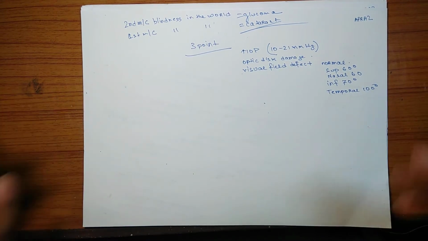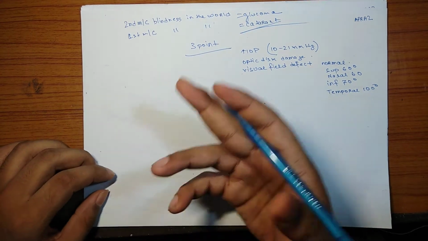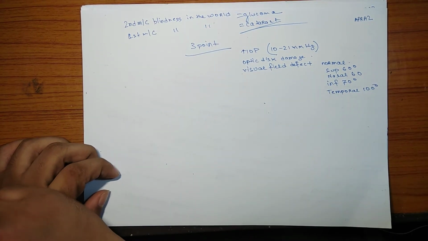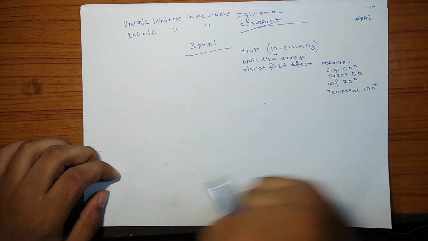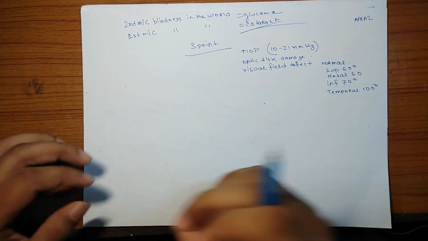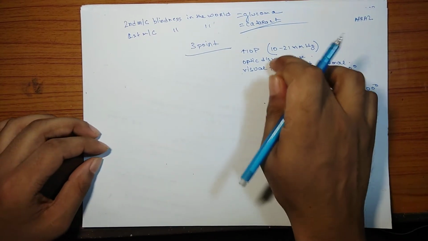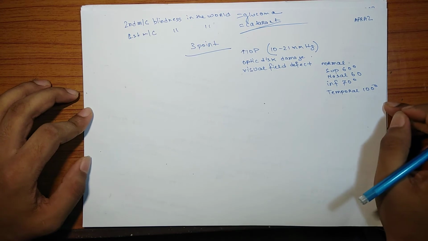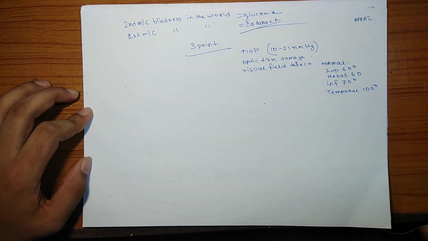Out of these 3 parameters, if 2 are present, we say glaucoma. If 3 are present, we say glaucoma. But if just 1 is present, we cannot say glaucoma. So if a case says only intraocular pressure is increased and both of the other 2 are normal, it is not glaucoma. That can be due to some other reason, but not glaucoma.